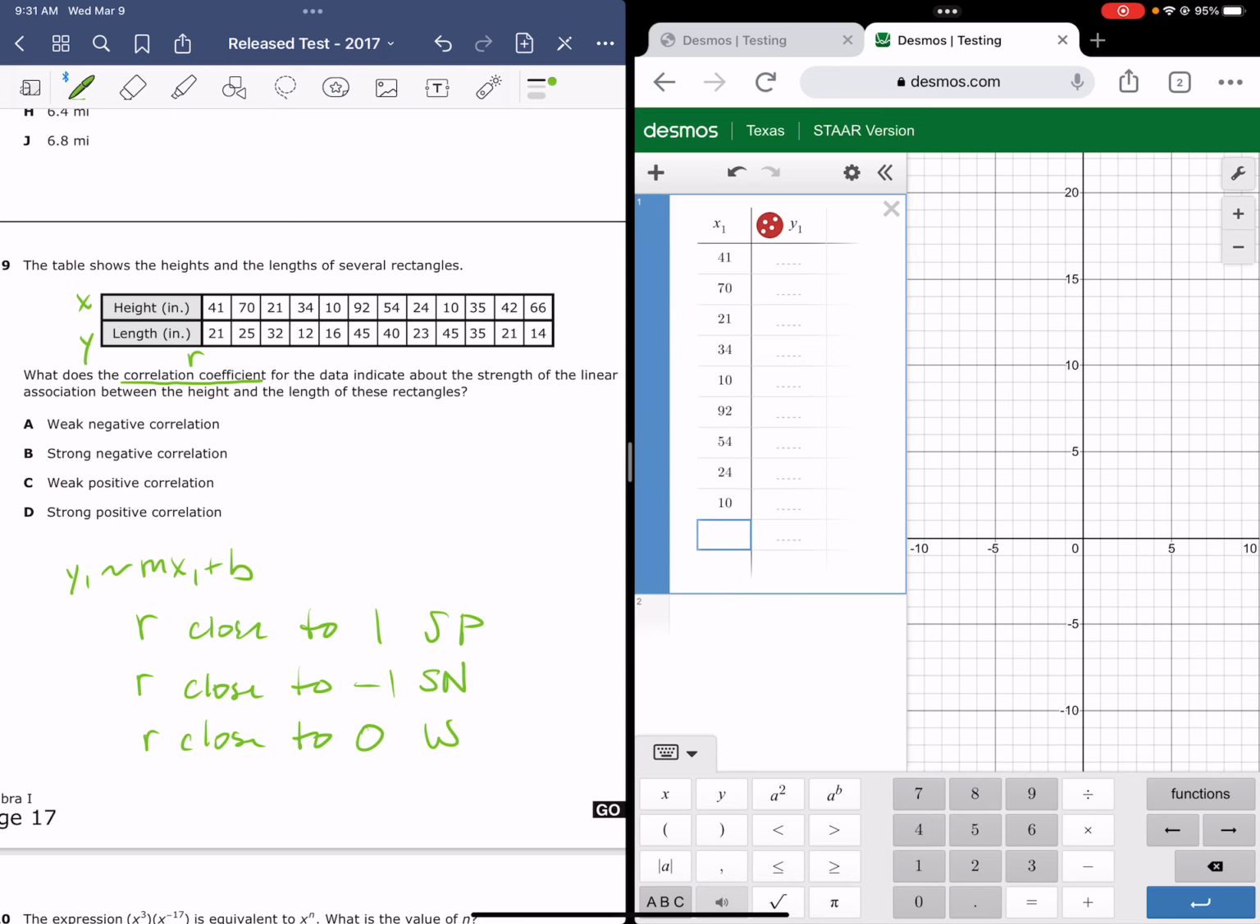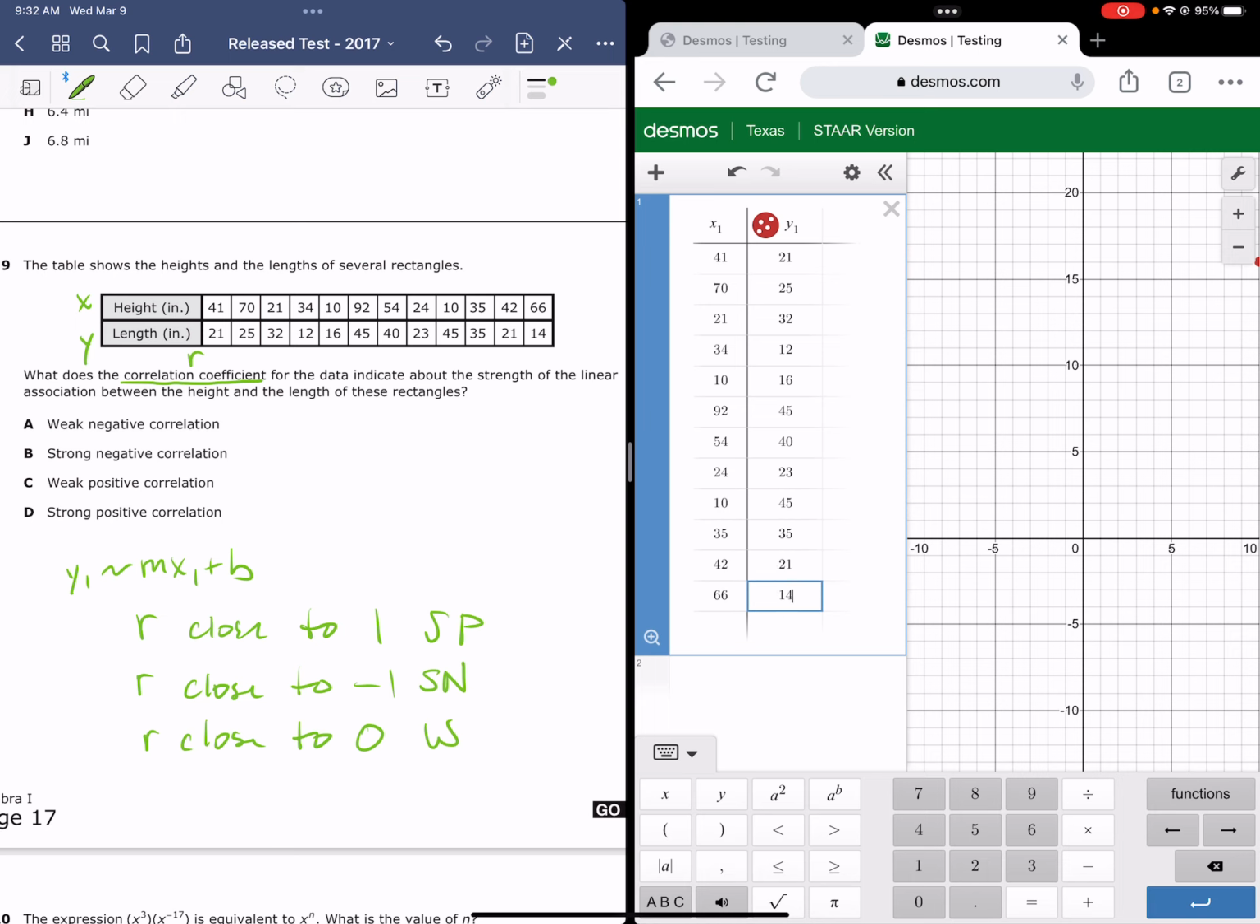Don't use just a couple, but make sure that you use all of them in order to get the most accurate answer. Going back up here and starting my y values, I type them all in, double checking that I do not have a typo along the way.